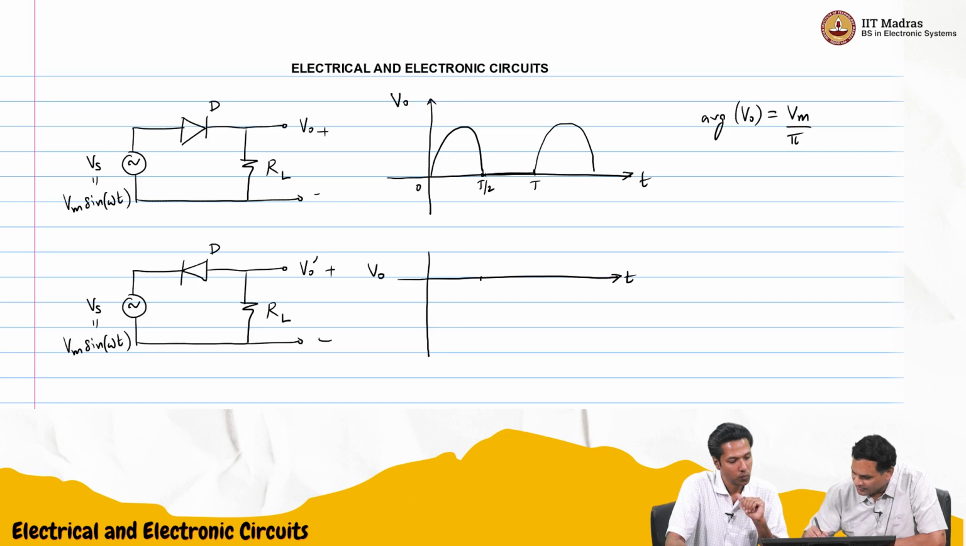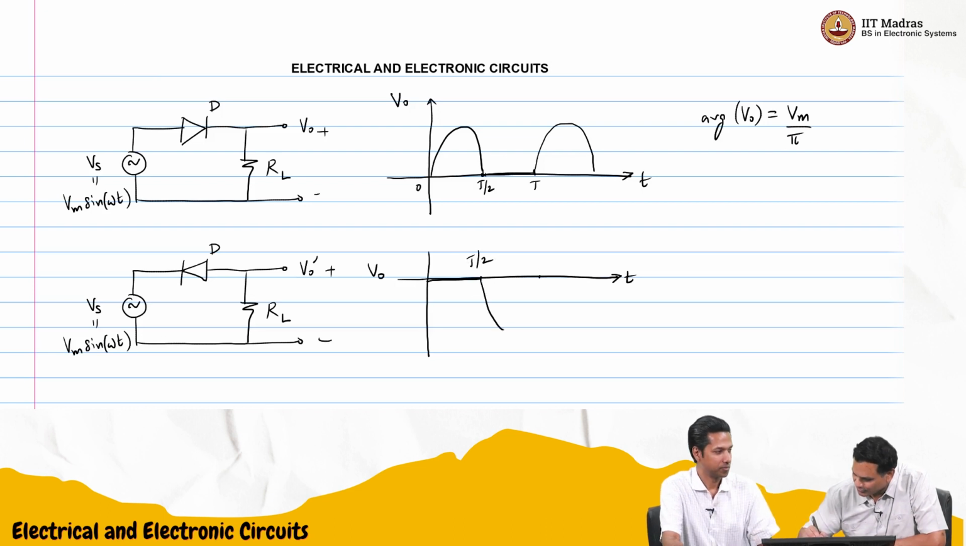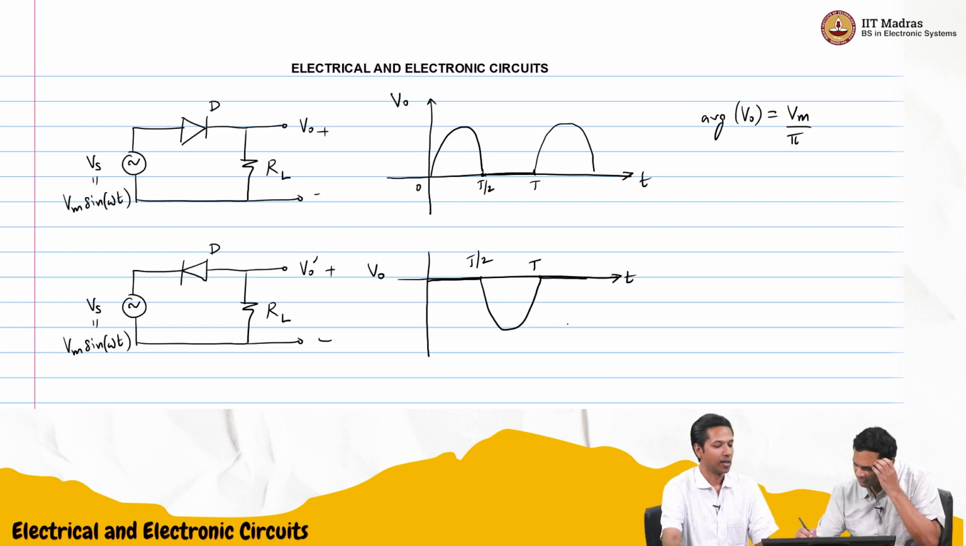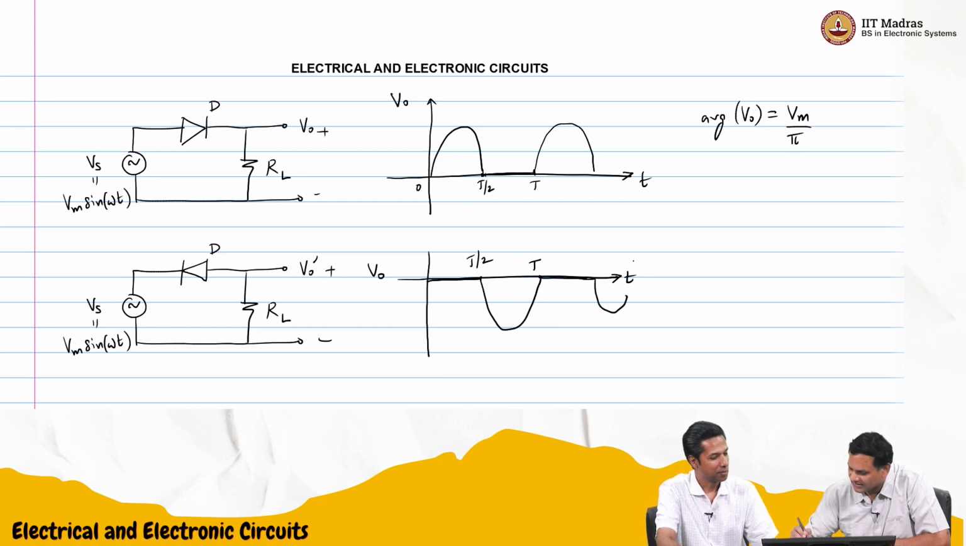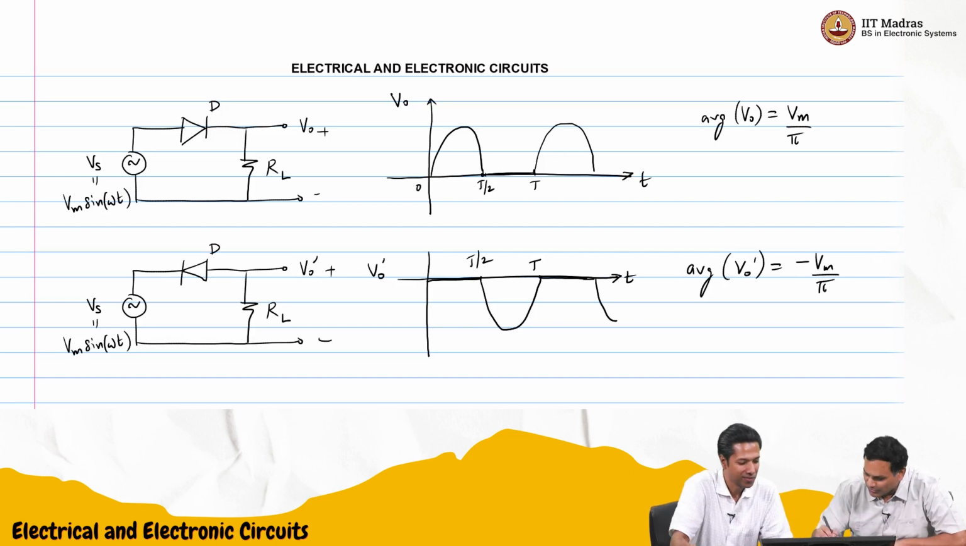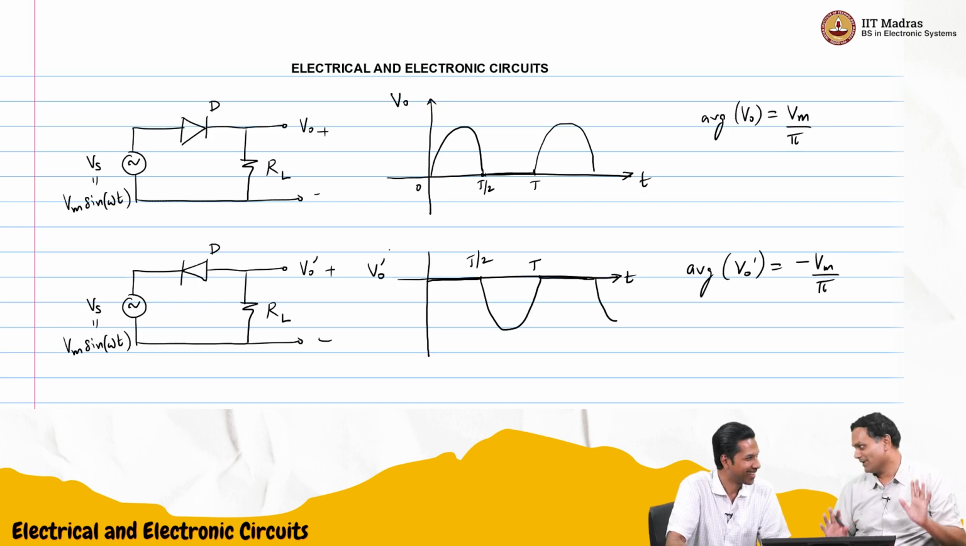From 0 to T by 2 there is no conduction, so it will be 0 here. Then I get the negative half of the cycle till T, then 0 again, and so on. So the average value will be negative this time: average value of V naught prime will be minus Vm by pi. If I had taken the bottom as positive and the top as negative, I would have got plus Vm by pi.